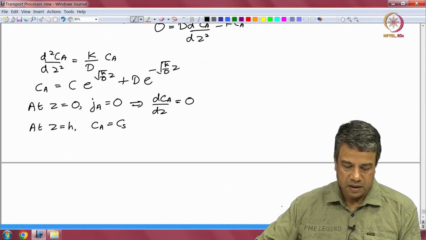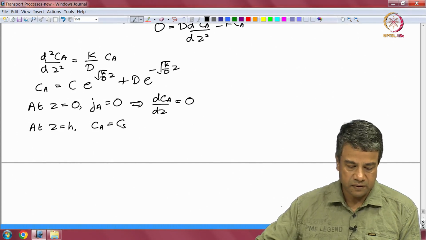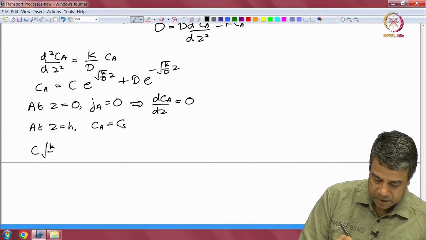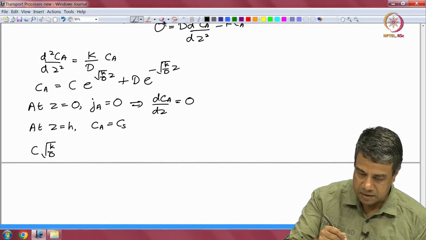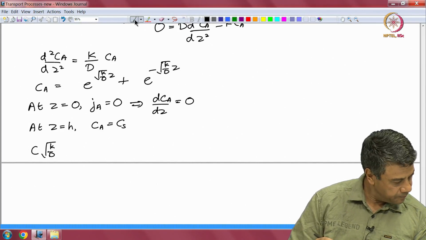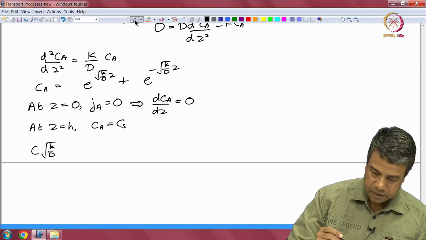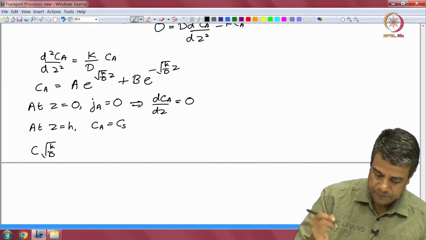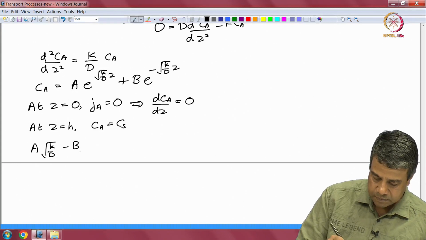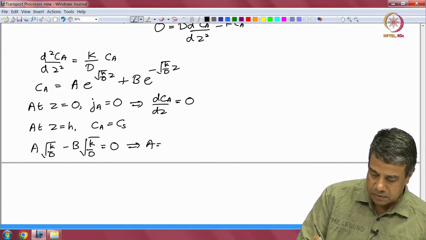At Z is equal to 0, the derivative of C A is equal to 0. So, therefore, you will get C root of K by d. I should use some other constants here, this confuses with the diffusivity. So, let me use A and B. Equal to 0, which means that A is equal to B.